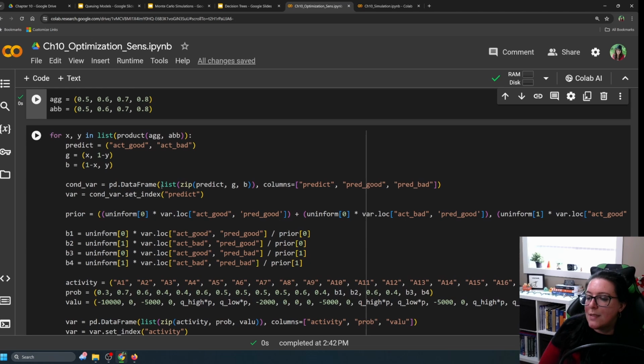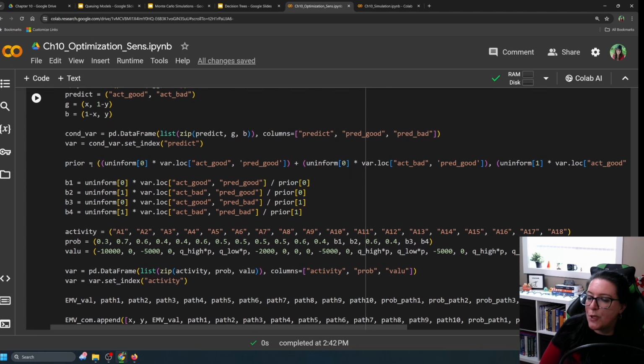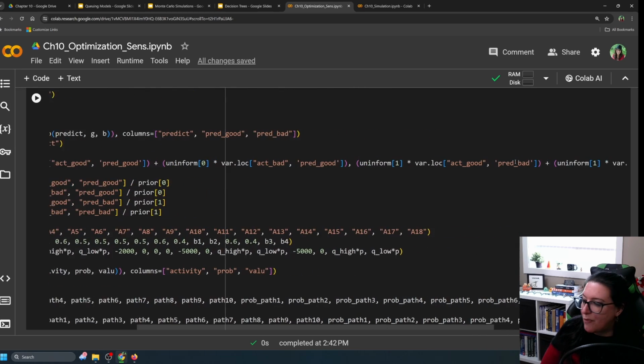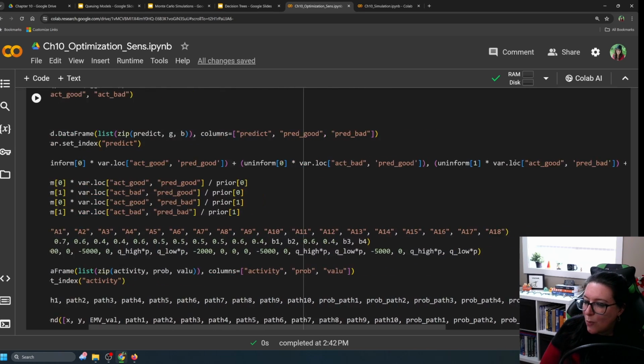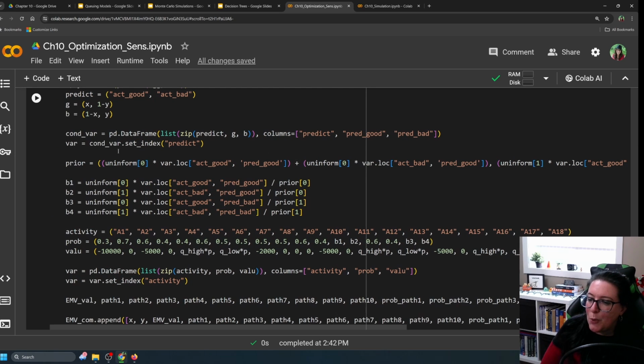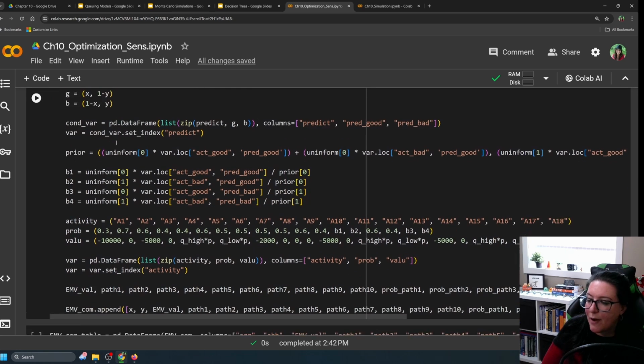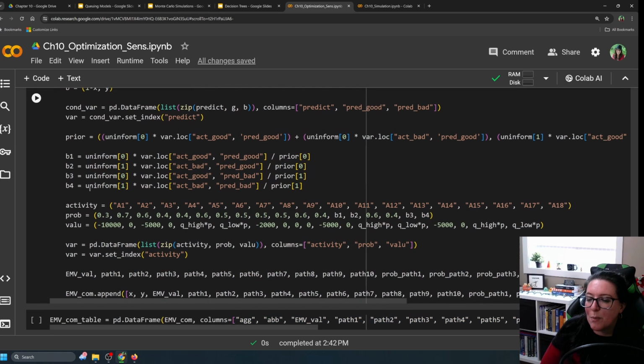Then we'll create that table. And then what we'll do is use that table to find the priors. So we've just taken that same line of code that we had before, and we're just going to put it inside the loop because we're going to pull from the new table that's created in each scenario. We then find the probabilities.